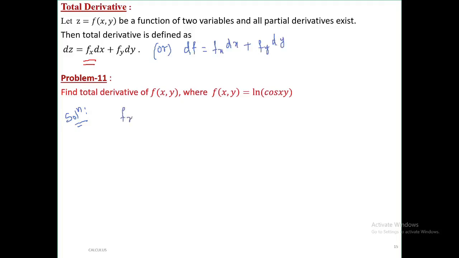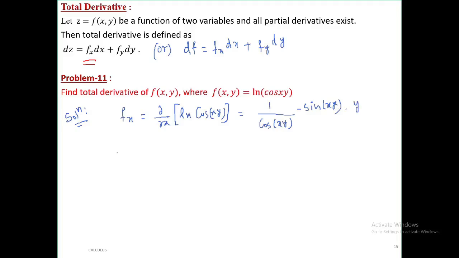Now what is fx? Partial derivative with respect to x. That means dou by dou x of the function ln of cos xy. Now what is this with respect to x? Here y is constant, so first 1 by cos xy, and again the derivative of cos xy is minus sin xy. Again the derivative of xy with respect to x is y, so this is finally fx.